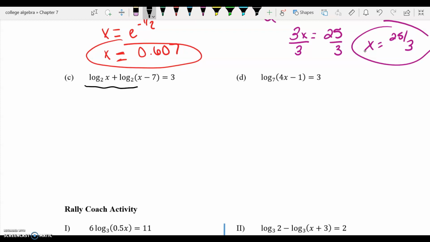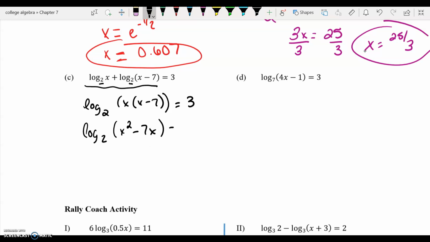So this one, do not forget, properties of exponents. If I add, that means I'm multiplying because they have the same base. So I'm going to say log base 2 of x times x minus 7 equals 3. Now to get rid of this, first thing I want to do, I want to go ahead and multiply. So I'm going to get x squared minus 7x equals 3. To get rid of your log, I'm going to raise it to that power. Do the same thing on the other side. These cancel, so I get x squared minus 7x equals, this should be 8.